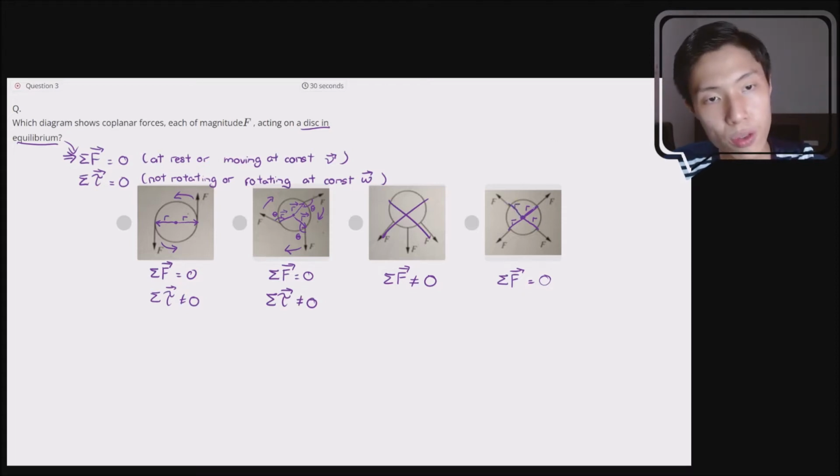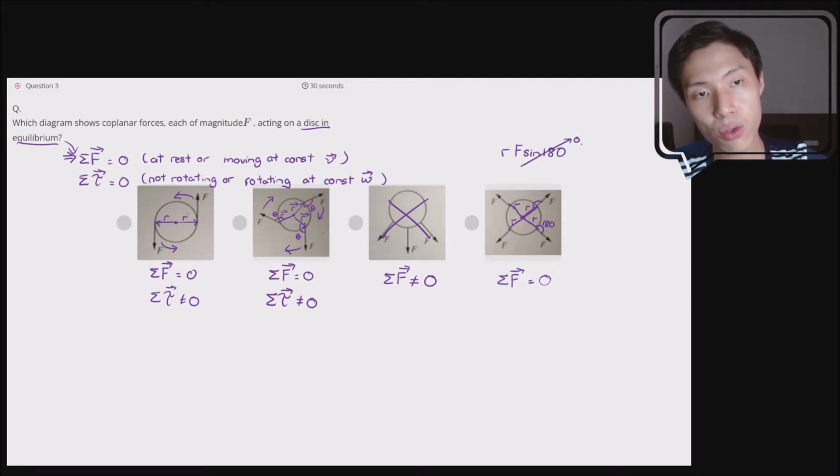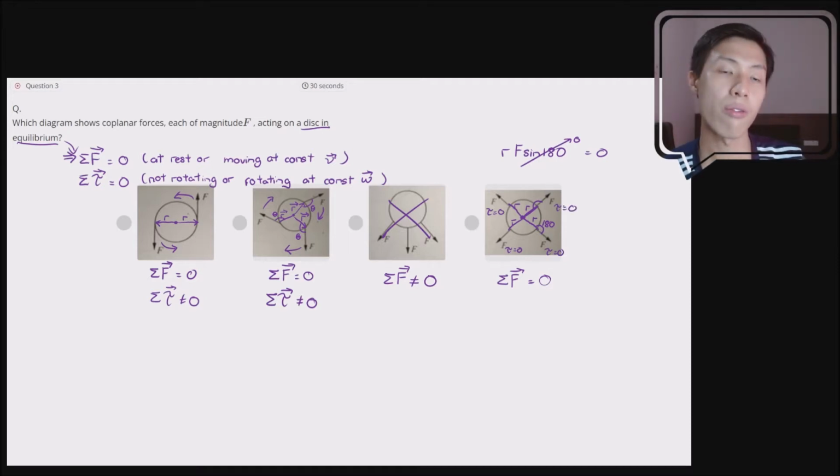Okay, I believe you noticed that the angle between the R and F should be 180 degrees. And if you are doing RF sine 180 degrees, sine 180 degrees here will be equal to 0. Therefore, the torque produced by all these forces here will be 0. So the torque produced here will be 0. The torque produced here will be 0. The torque produced here will be 0. The torque produced here will be 0. Therefore, none of the forces here produces any torque. Therefore, the sum of torque will be equal to 0.